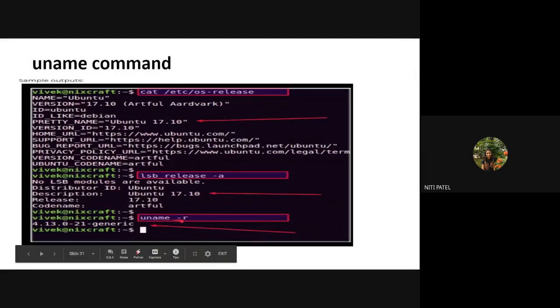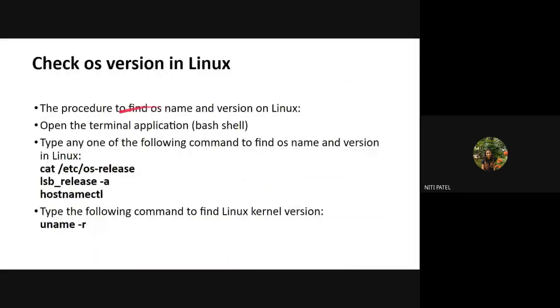So when you execute this command, you will get to see that 4.13.0 generic version is installed inside your system. So you either use this cat command or you use the lsb command or you use the hostname command or you use the uname command. All of them are going to display the version number installed in the computer. Is this clear? But you have to remember all these four commands.